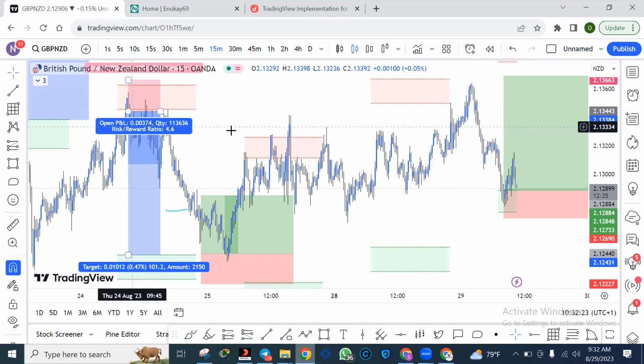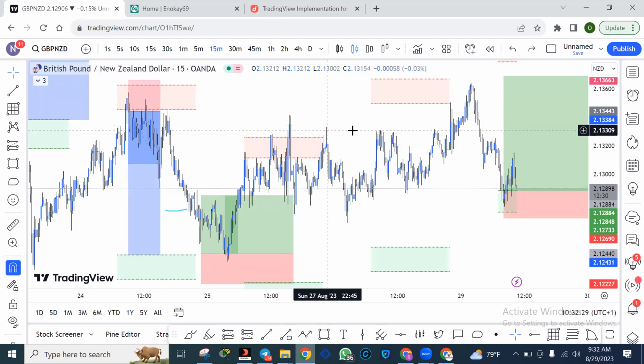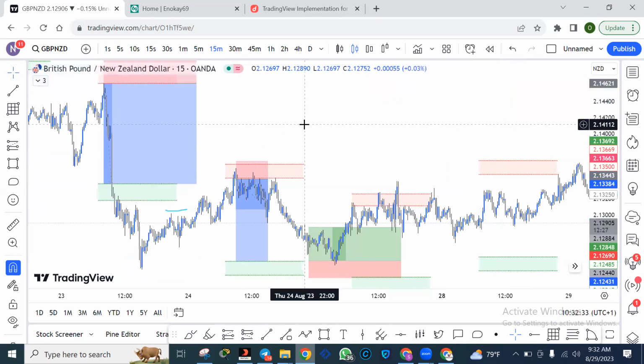GBP NZD has so far been my best pair for the week, and I think last week too. Okay, in the absence of any question, I think this made so much sense.